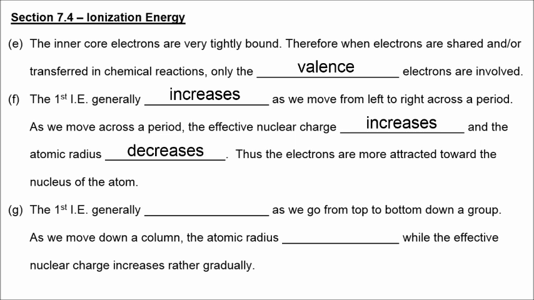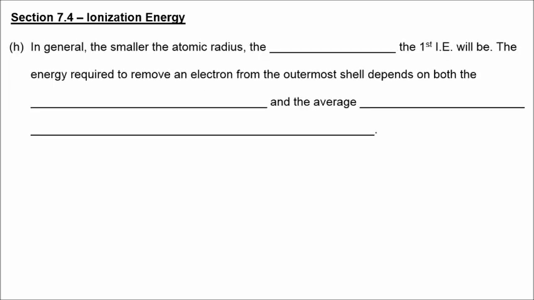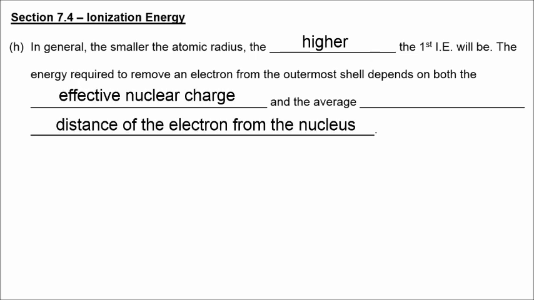So thus the electrons are more attracted toward the nucleus of the atom. The first ionization energy generally decreases as we go from top to bottom down a group. As we move down a column, the atomic radius increases, while the effective nuclear charge increases rather gradually. In general, the smaller the atomic radius, the higher the first ionization energy will be. The energy required to remove an electron from the outermost shell depends on both the effective nuclear charge and the average distance of the electron from the nucleus.